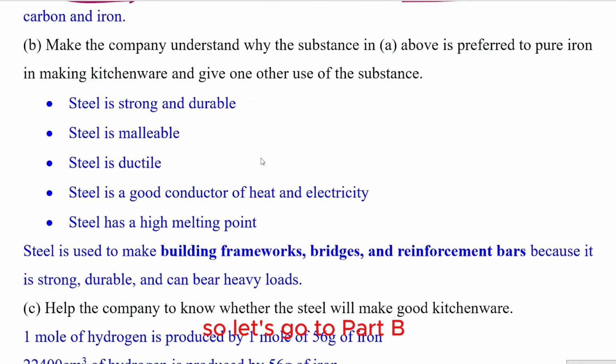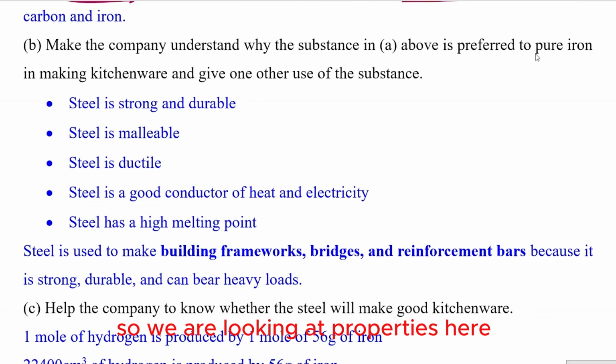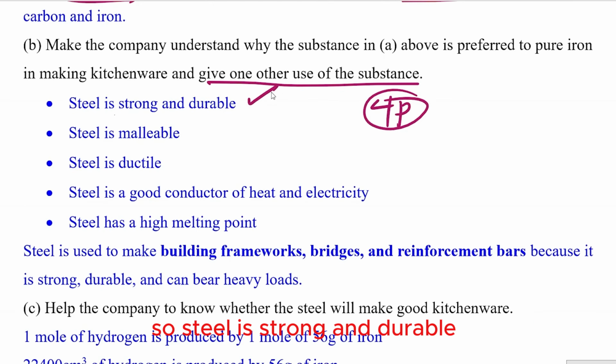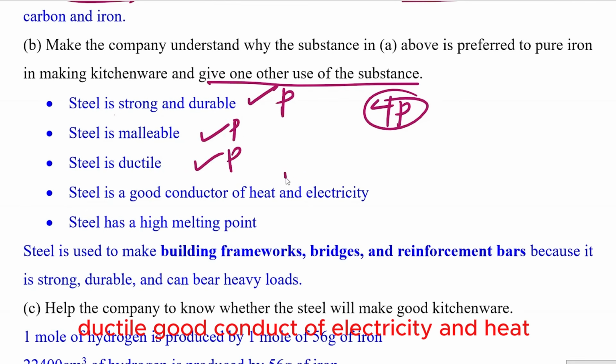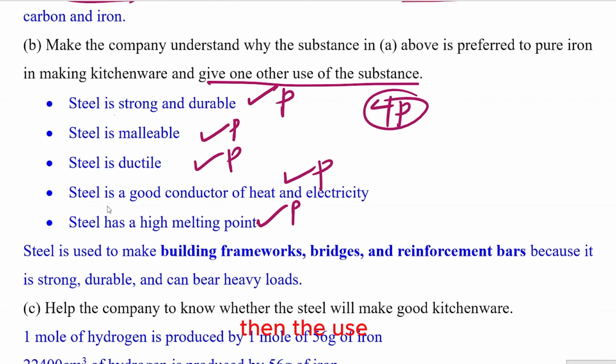So let's go to part B. Make the company understand why the substance in A above is preferred. So we are looking at properties here and give one other use. So always we need 4 properties, not less than 4. So steel is strong and durable. So that's first property. Malleable, ductile, good conductor of electricity and heat. That's enough. But this is added for just consumption. Then the use.